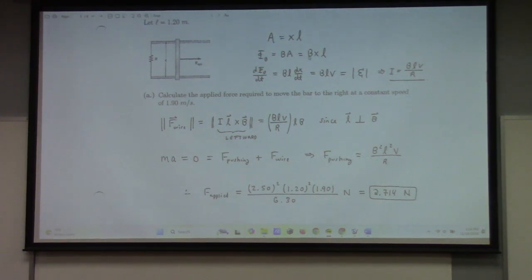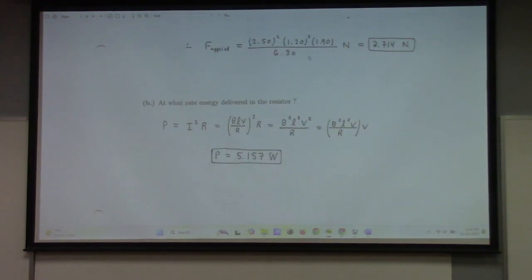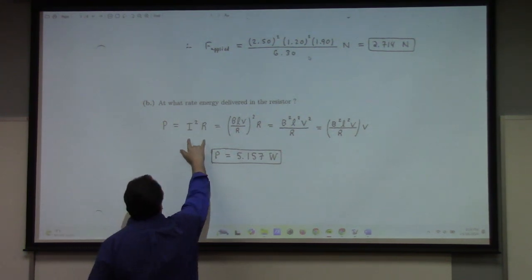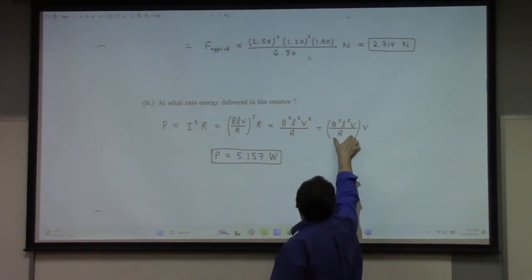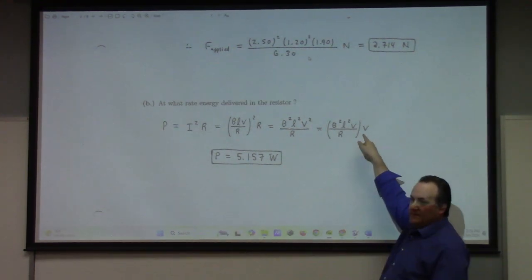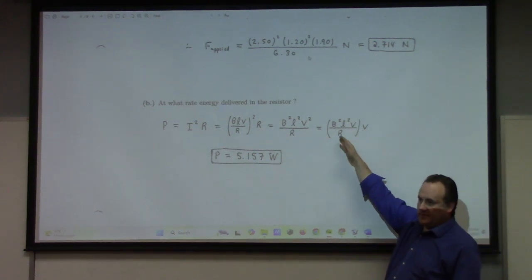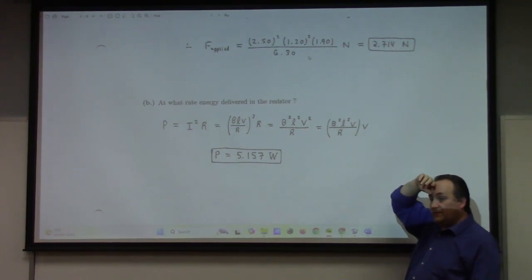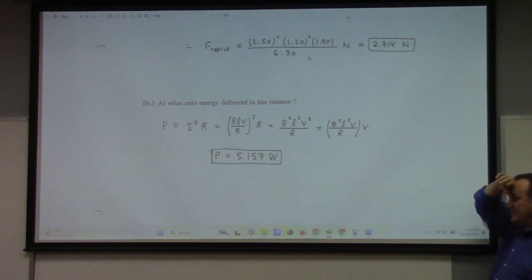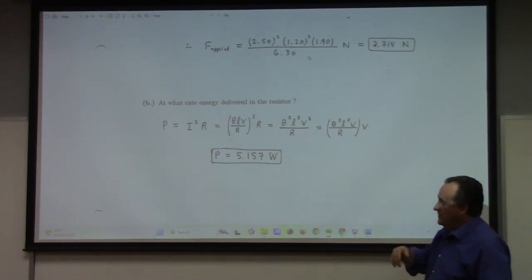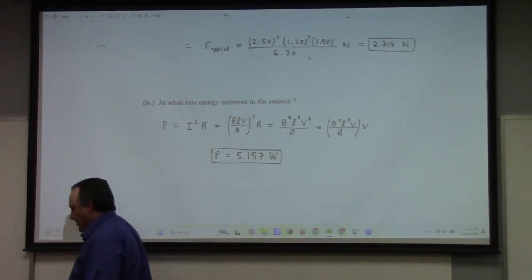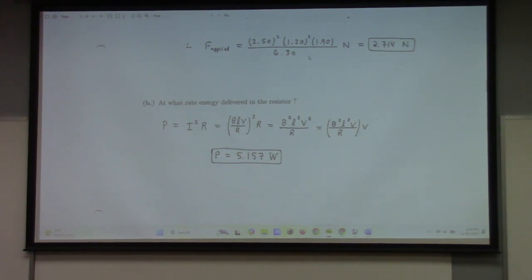And let's see, what else happens? Well, at what rate is the energy delivered in the resistor? Well, I squared R, right? But check it out, I squared R here is actually also equal to the force times the velocity, which makes a lot of sense, right? Because power is force times velocity. Assuming the force is constant, which in this case it is. Anyway, 5.157 watts, that is joules per second.